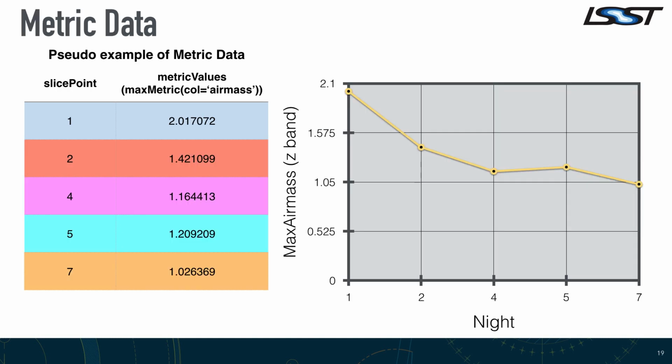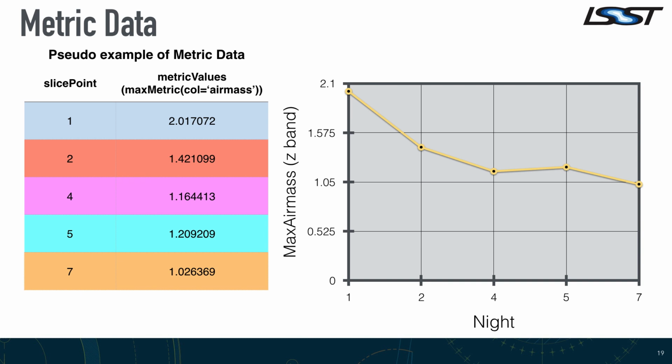So this is what the metric data would look like at the end of the day, after you've gone through, set everything up, and run it. You have a slice point. In this case, you have night 1, night 2, night 4, night 5, and night 7. And in this case, we ran a max metric, and the column that we were interested in was air mass, and returned these values. You can go back and look in the slides at what we started with, and you'll see that this is actually what they come out with.